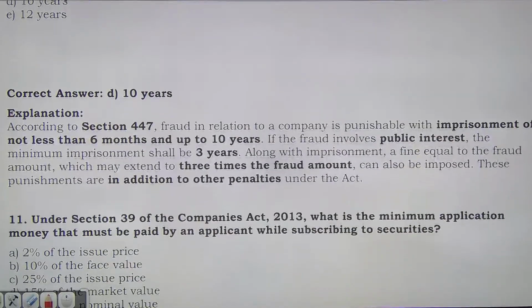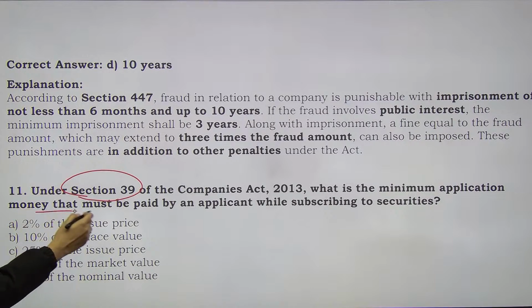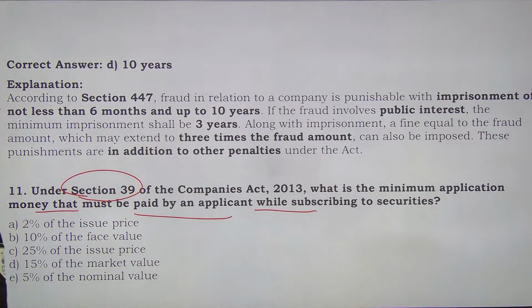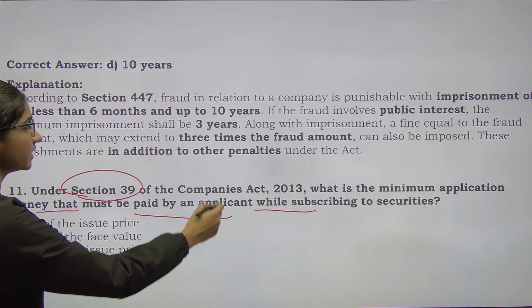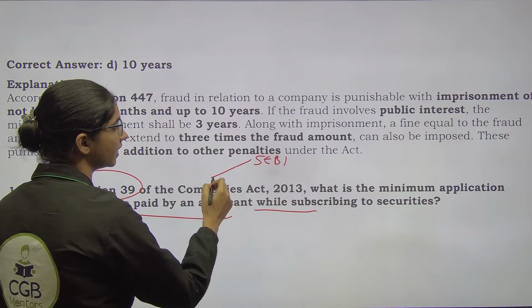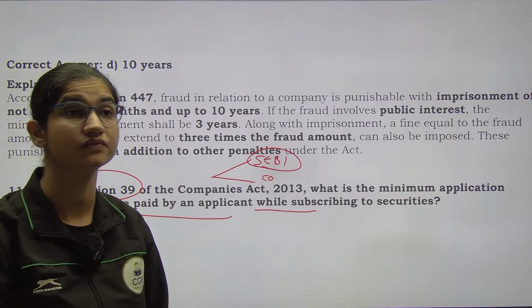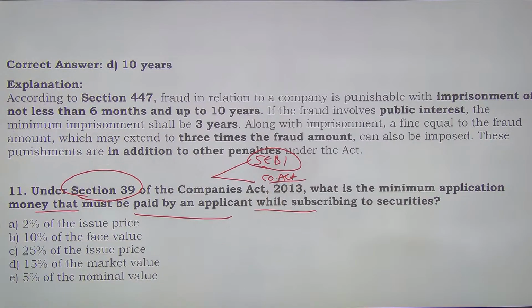Question number 11. Okay, so question number 11 is asking you कि under section number 39 of the Companies Act, what is the minimum application money that must be paid by an applicant while subscribing to the securities. तो minimum application money as per the Companies Act you have to tell. Okay, there are two things. It is also given by the SEBI also. ठीक है, certain regulations, and a question can come or has been asked in previous years from this particular point also, but here you have to tell it according to the Companies Act only. ठीक है. So please let me know the answer.